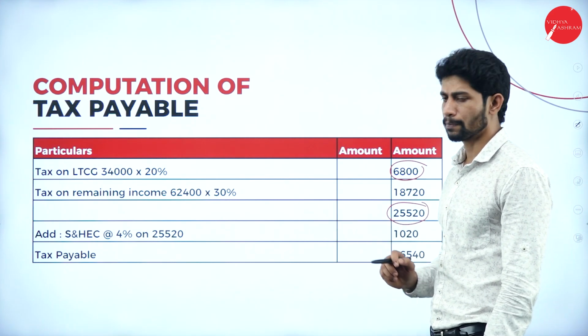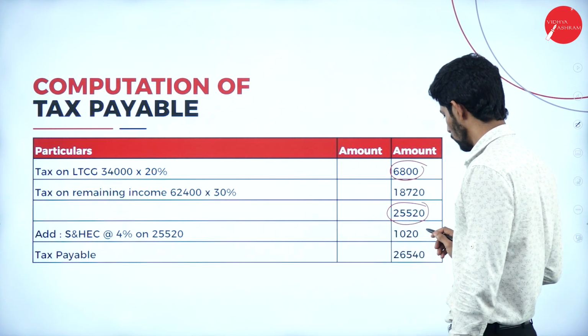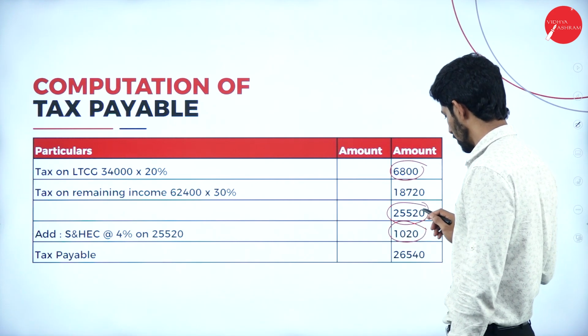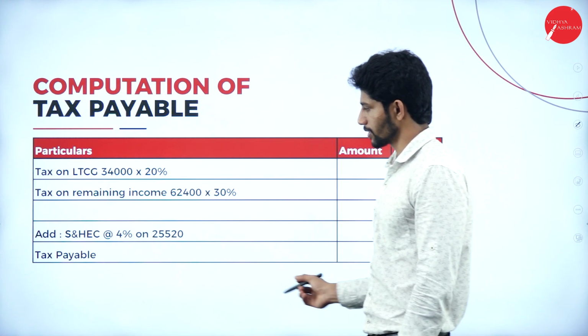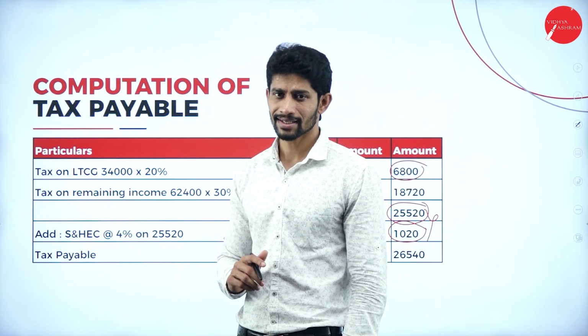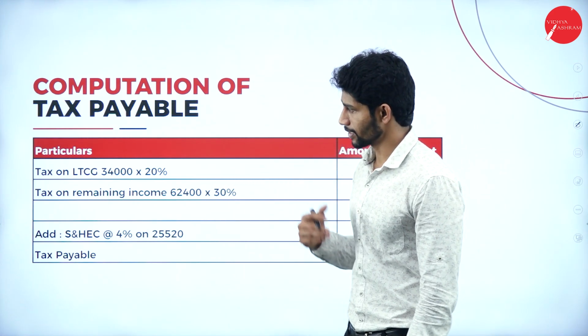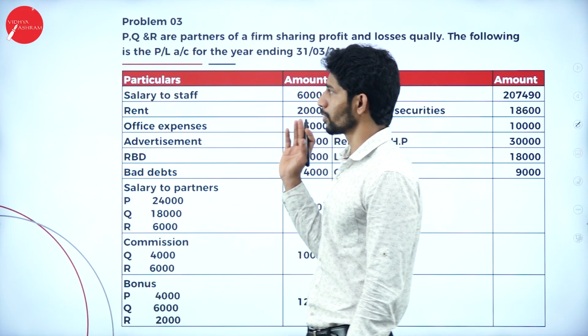On that compute 4% education cess. You will get 1,020. Total these two items, you will get 26,540. 26,540 is called what? Tax payable. Next, moving to the next problem, problem number 3.